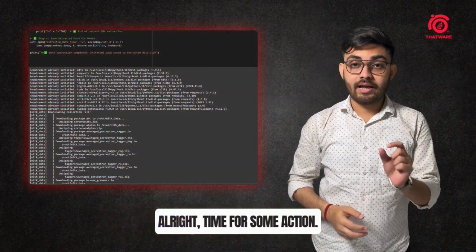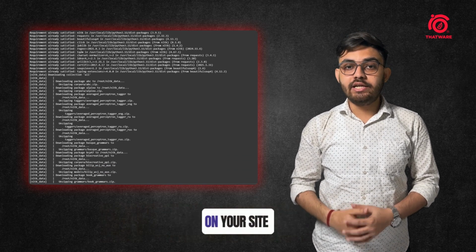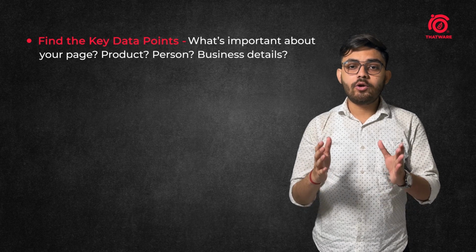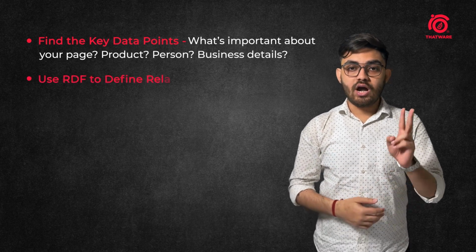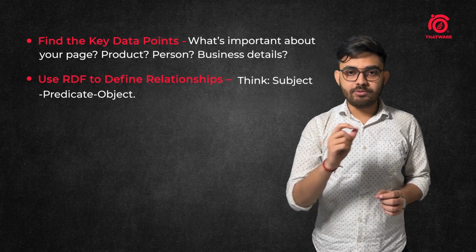Alright, time for some action. Here's how you can implement RDF Triples and JSON-LD on your site. Find the key data points. What's important about your page? Product, person, basic details. Use RDF to define relationships. Think subject, predicate, and object.